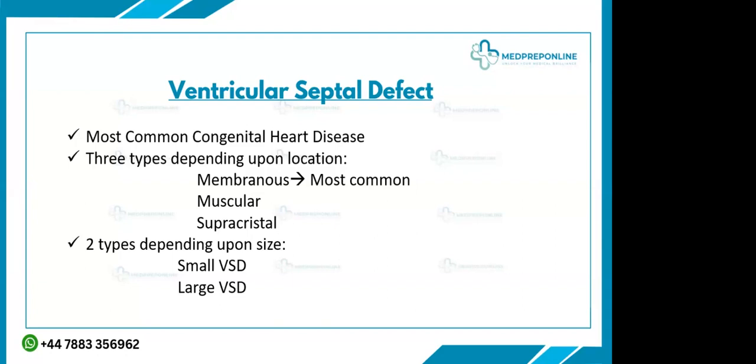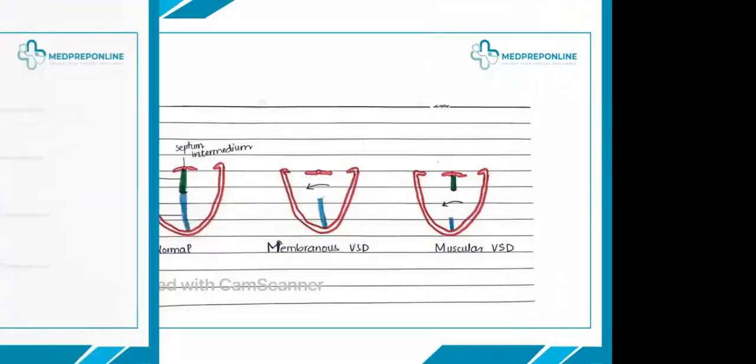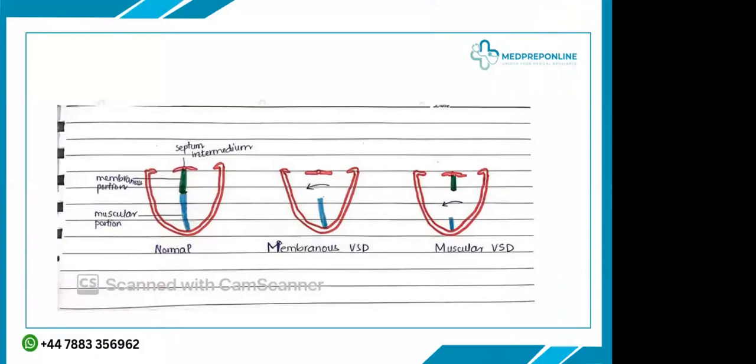And depending upon their size, there are 2 types. One is the small VSD and second is the large VSD. Can anyone explain the embryology of the interventricular septum, which we covered in the last session? How is the interventricular septum going to form? How many parts does it have? Okay, I will explain it again.